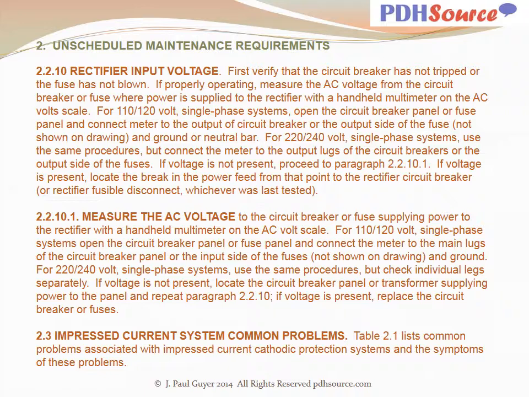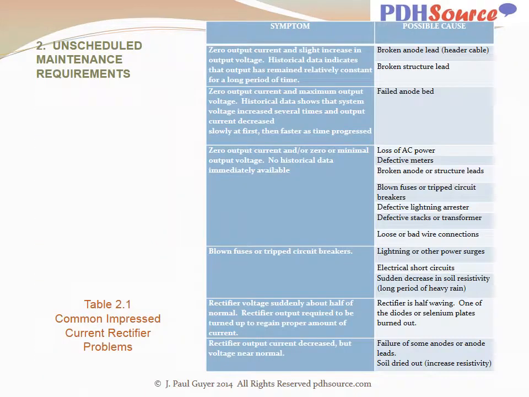With the impressed current system, there are certain common problems. Table 2.1 lists those common problems associated with impressed current cathodic protection systems and the symptoms of those problems. Table 2.1 is presented here with symptoms and possible causes.